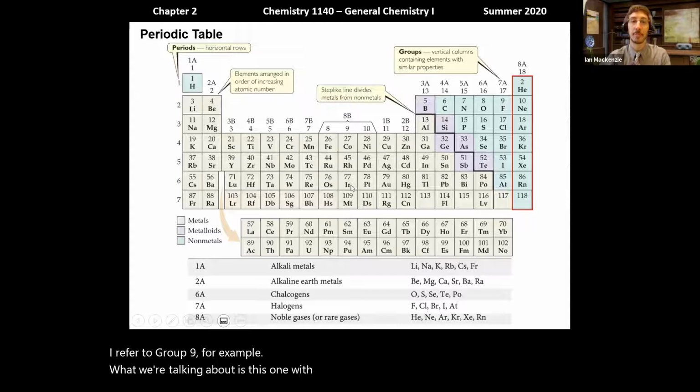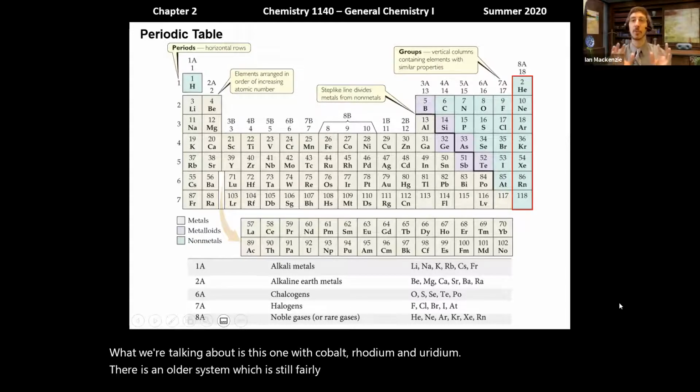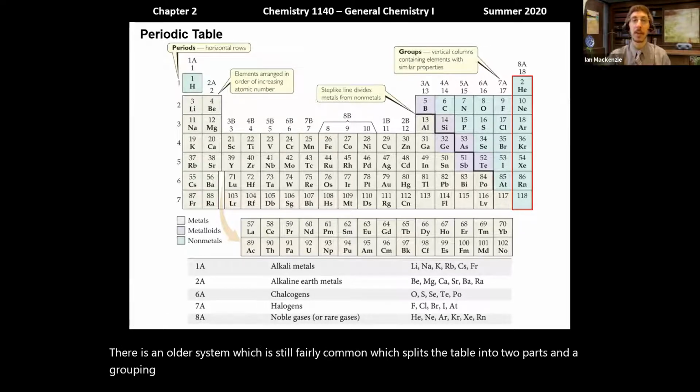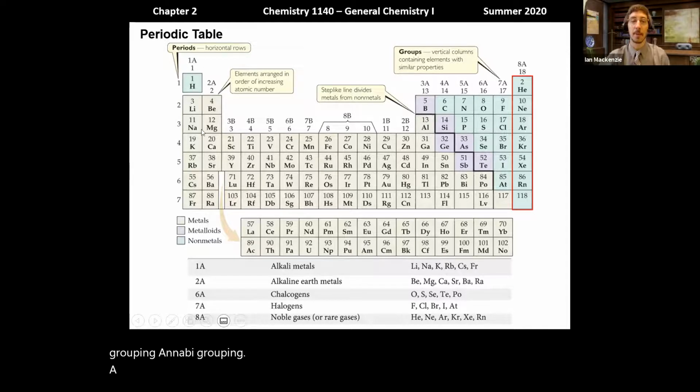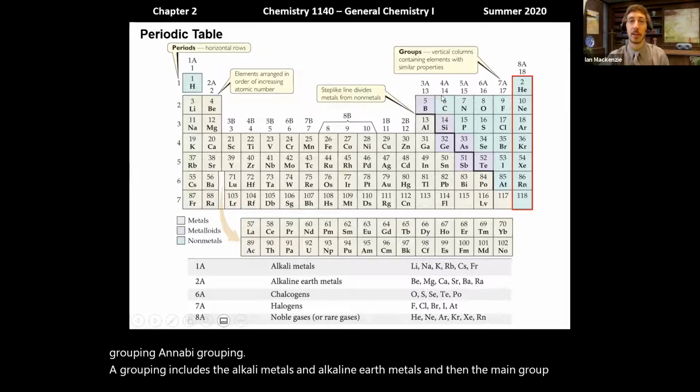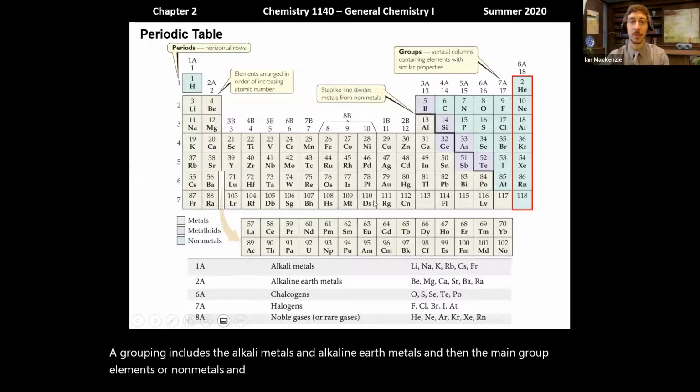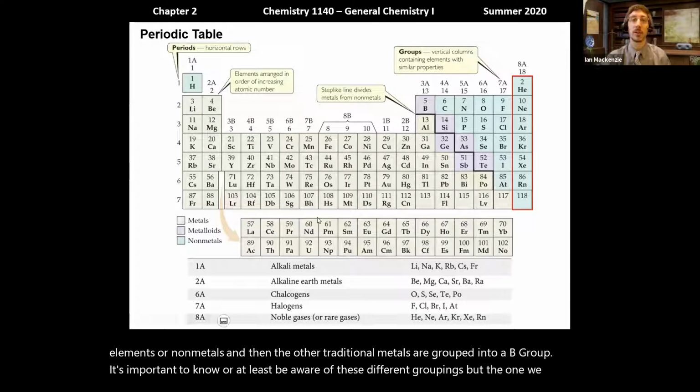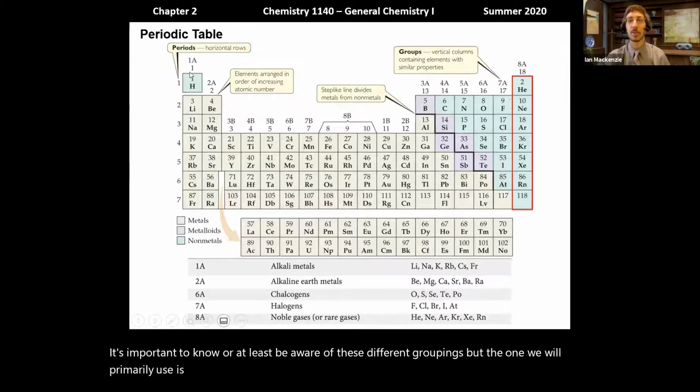and iridium. There is an older system, which is still fairly common, which splits the table into two parts, an A grouping and a B grouping. The A grouping includes the alkali metals and the alkaline earth metals, and then the main group elements or non-metals. And then the other traditional metals are grouped into a B group. It's important to know, or at least be aware of these different groupings, but the one we will primarily use is the preferred single grouping system that runs from 1 to 18.